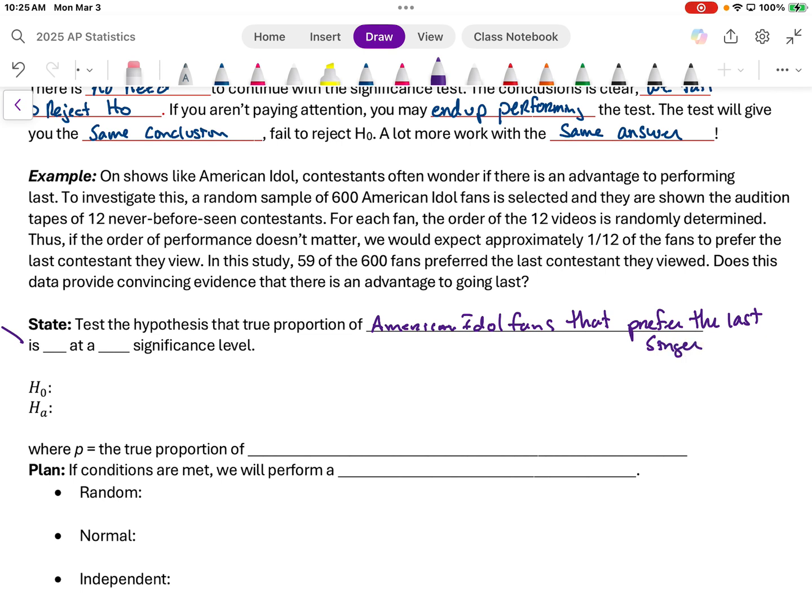Now, we're going to test whether the preference for The Masked Singer is 1/12. Is that what the true proportion is? At what significance level? They don't tell me a significance level.